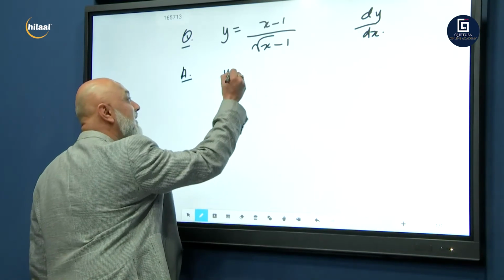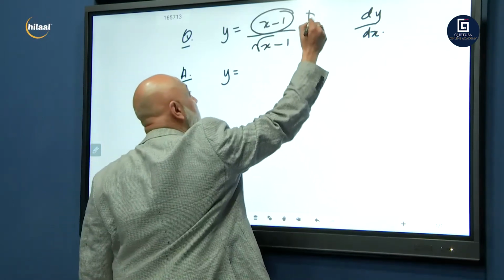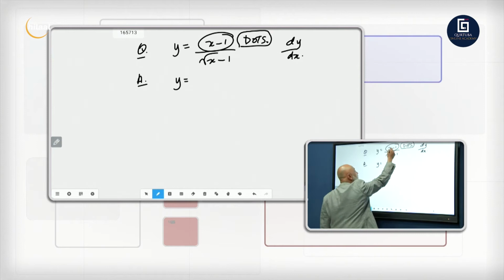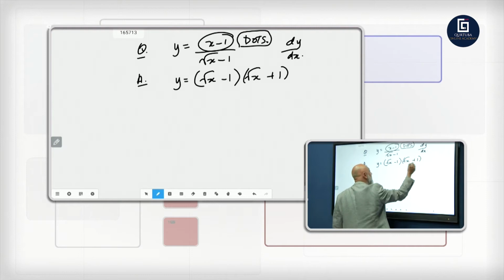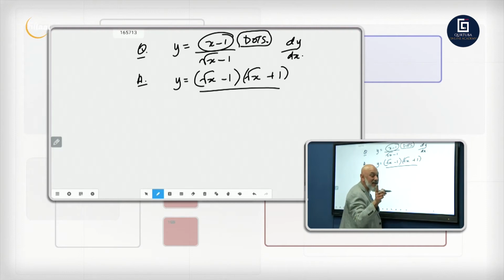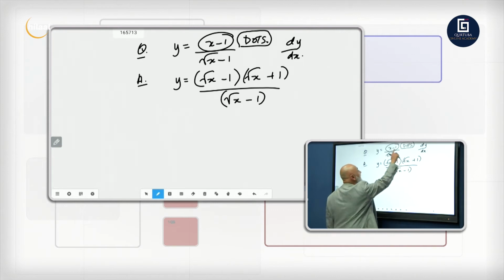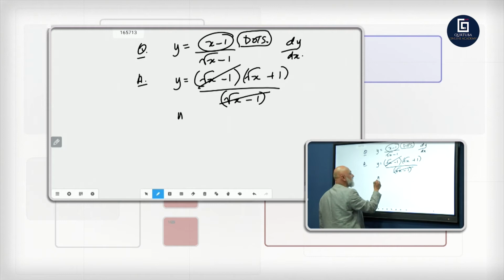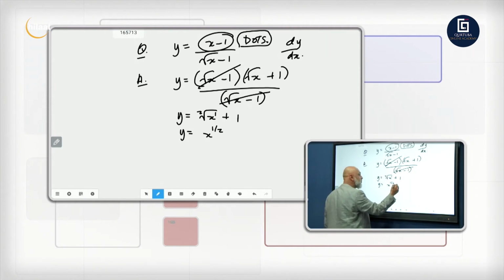So we're going to go y is equal to, that is a difference of 2 squares. So it's root x minus 1 into root x plus 1, all over root x minus 1. Because root x times root x is x, minus 1 times plus 1 will give me negative 1. And there we go. That's your difference of 2 squares. Smart, hey? x minus 1 will cancel. We're left with y is equal to root x plus 1. So y is equal to x to the power 1 over 2 plus 1.